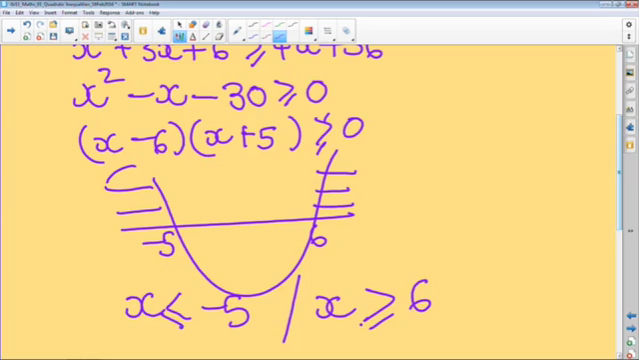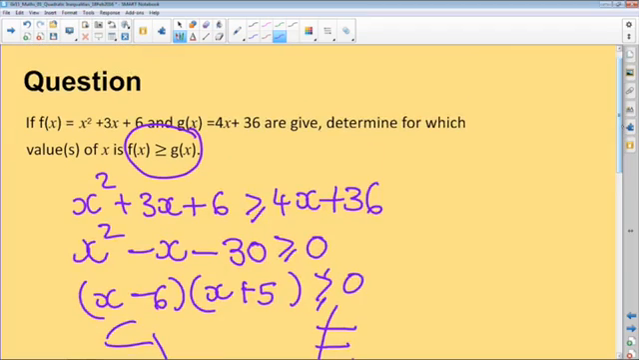But I want you guys, when we meet the next time, to work it out. Draw these two graphs, and then you read off where is your parabola above your straight line.